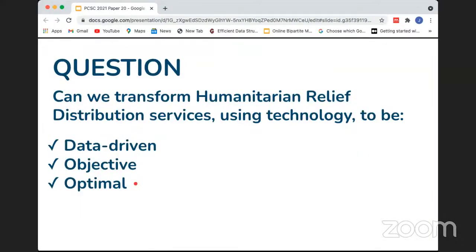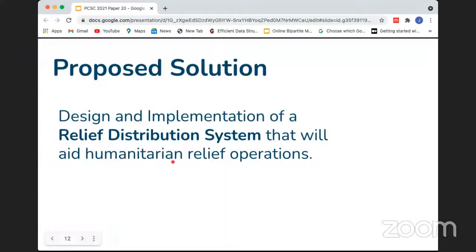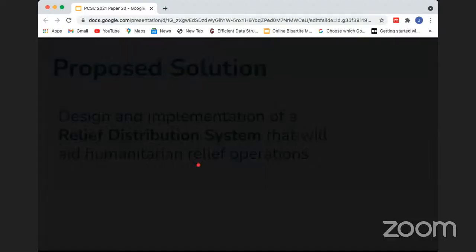So the question is, can we transform humanitarian relief distribution services using technology to be data-driven, objective, and optimal? And our proposed solution is actually a software solution, a design and implementation of the relief distribution system that will aid humanitarian relief operations.